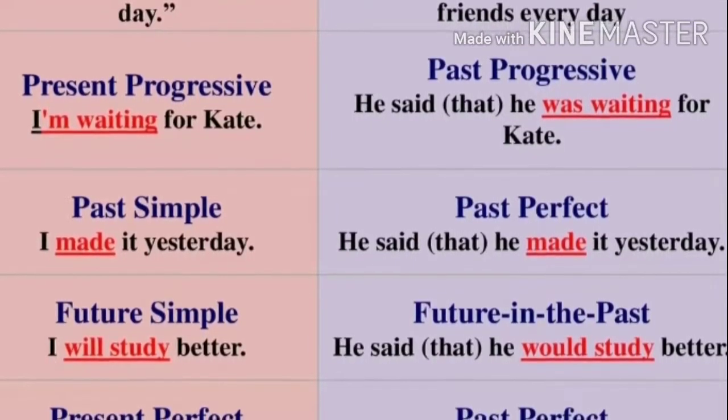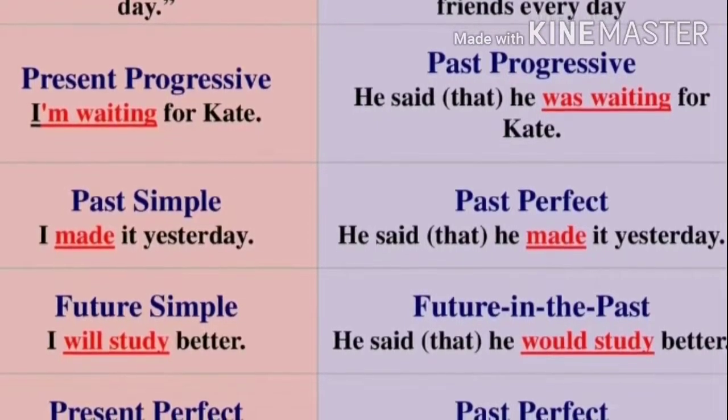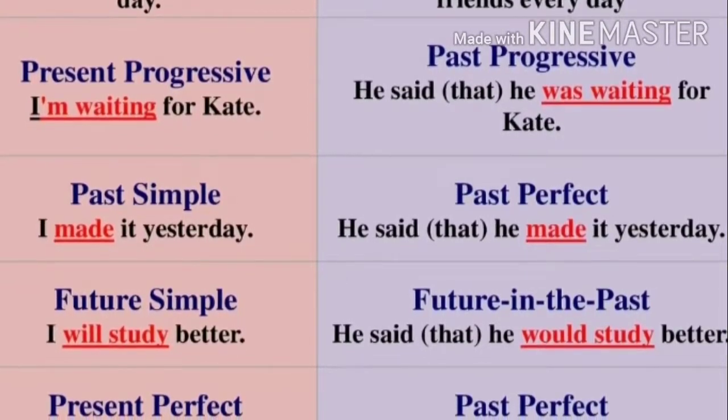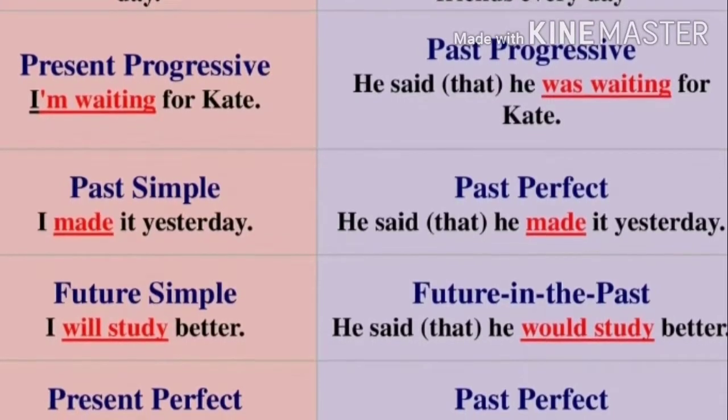Alright, next it's given future simple. In your direct it is written, I will study better. So in your indirect speech it will be future in the past. It will become like this: he said that he would study better. Alright, hope it's clear to you.